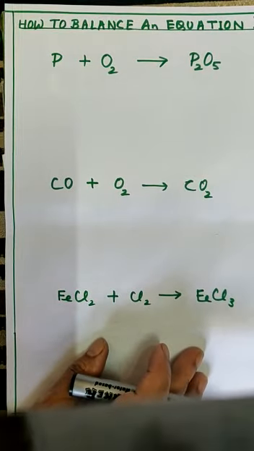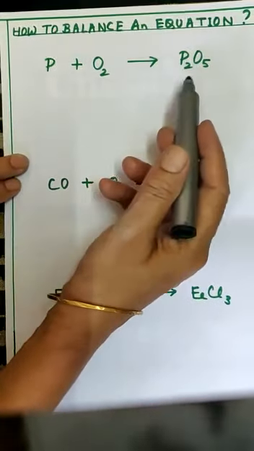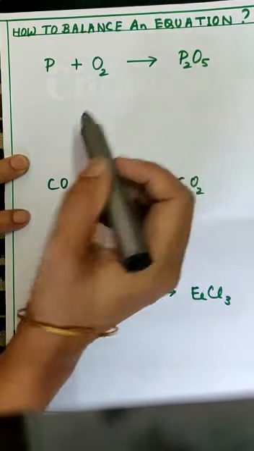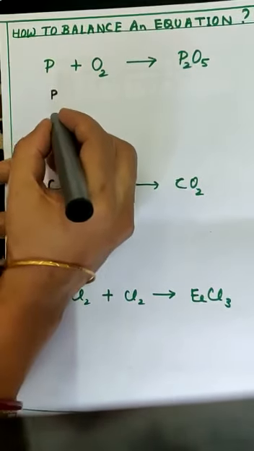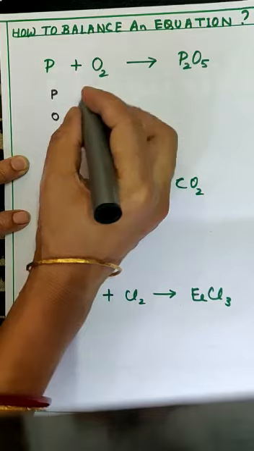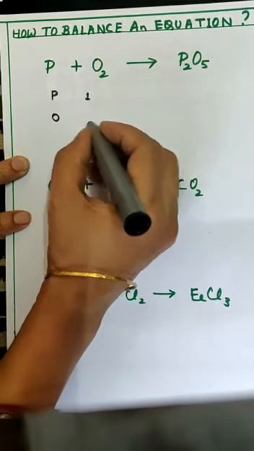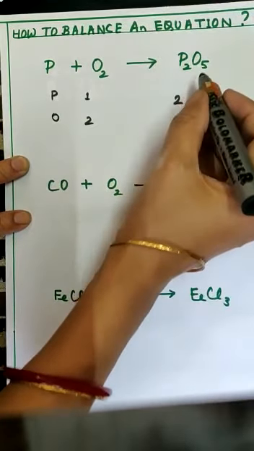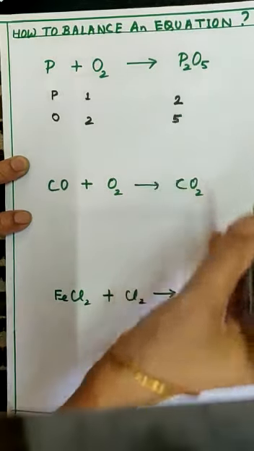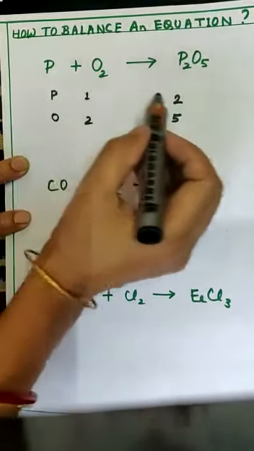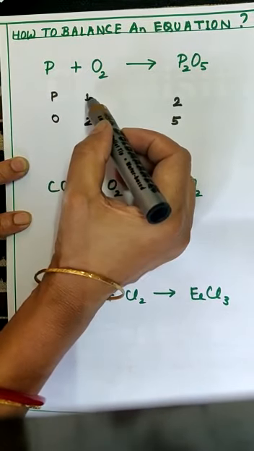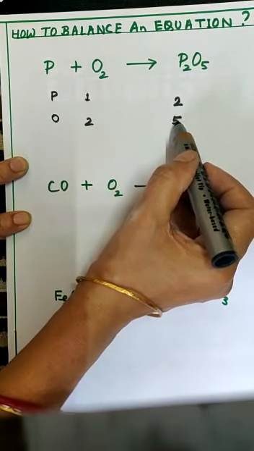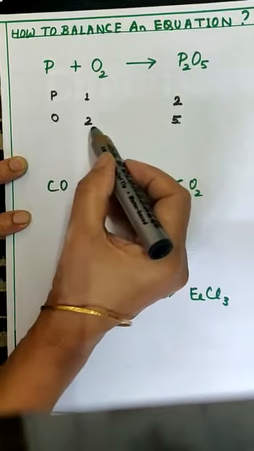Let's have this one. P, that is phosphorus, plus oxygen gives P2O5, phosphorus pentaoxide. In this also there are only two elements, P and O. Now phosphorus is 1 this side and oxygen 2, but phosphorus 2 this side and oxygen 5. So children, though phosphorus is more this side and less this side, still we will not start balancing until we change the oxygen atom, which is odd this side and even this side.